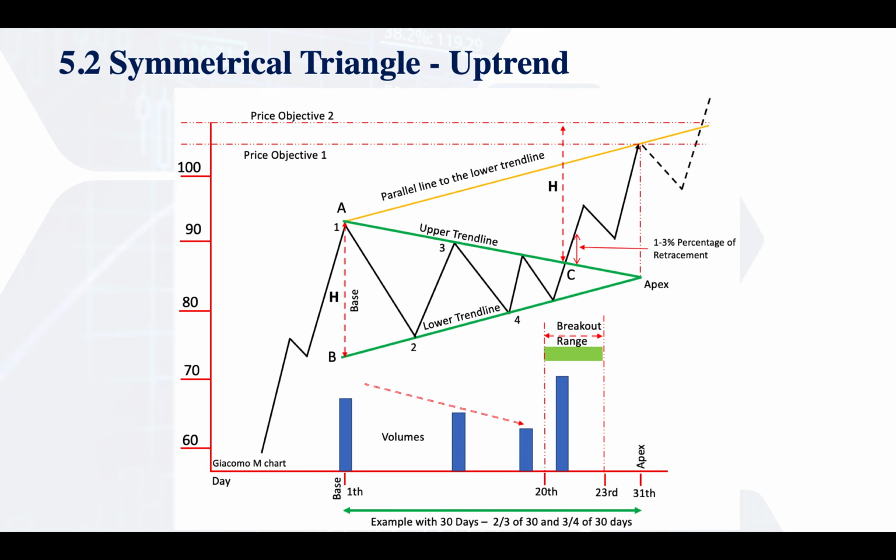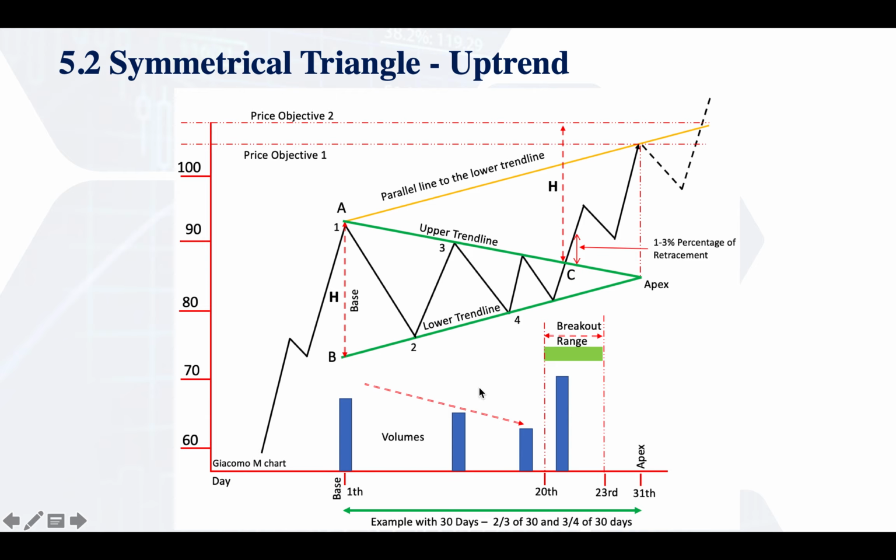The point is that we are going to have this lower trend line and upper trend line that converge into the apex. We have the apex, we have the base, and this is our shape. Important are the volumes. They do not always confirm this behavior, but generally the volume should decrease while prices move inside the triangle. The breakout range is between 2/3 of the total length of the triangle or 3/4 of the total length of the triangle.